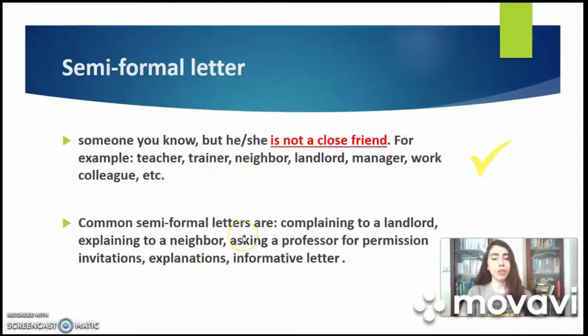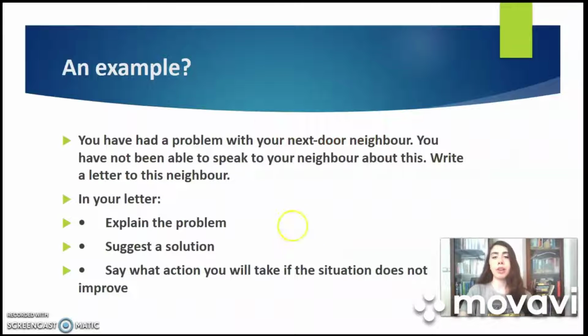And again, we have different types of semi-formal letters, like complaining to a landlord, explaining to a neighbor, asking a professor for permission, or any other types. And something that you need to keep in your mind is that all these types of letters, like semi-formal letters, can also be informal ones. How? It depends on the type of relationship that you have with that person and the type of the question. The question shows you if you should write a semi-formal one or an informal one. I'm gonna show you an example here.